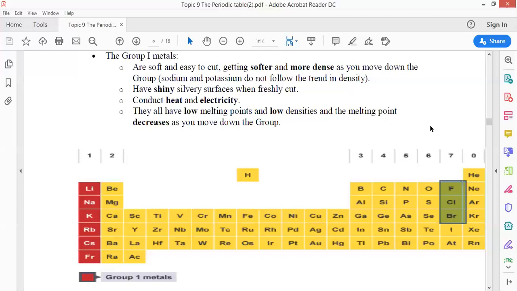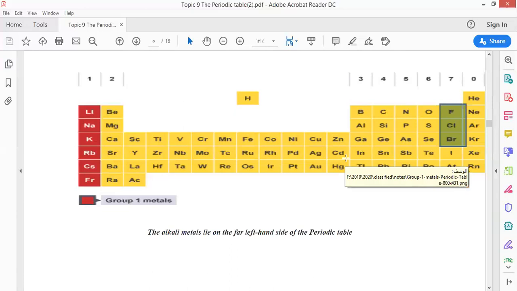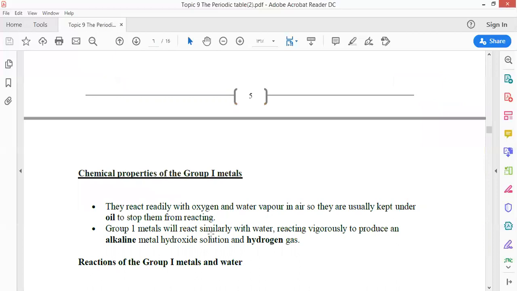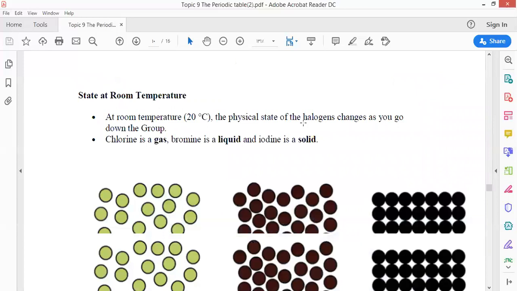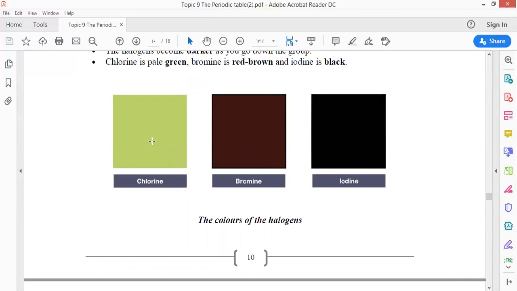Okay. So what about color? As you go down, color gets deeper. As you see here, color gets deeper. Look here in this picture. This is chlorine, a green gas. Then bromine, look, it gets deeper. Finally, iodine is black.